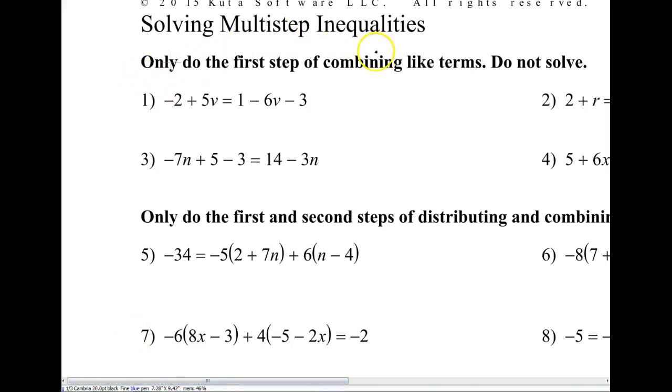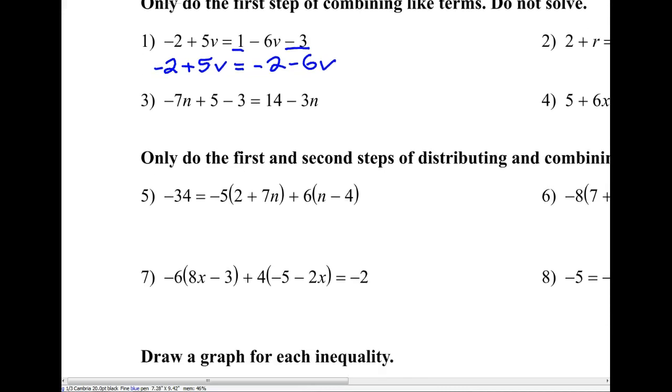The first one, start off just like we did with solving equations. Well, these are equations, but it's the same thing as inequalities. You want to just do the first step, find the like terms, combine those together, and then keep everything else the same, so that you have a maximum of one variable and one number on both sides. And then just stop there.